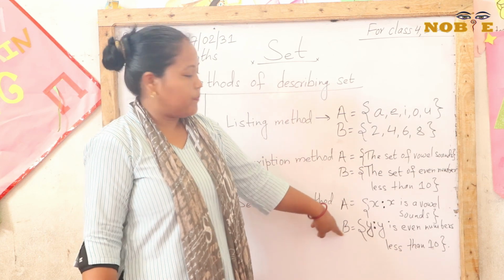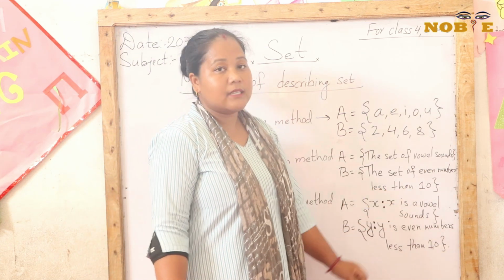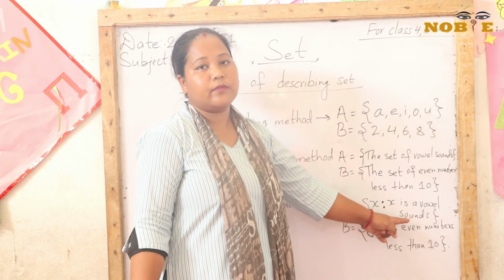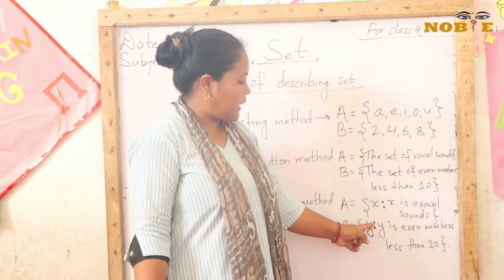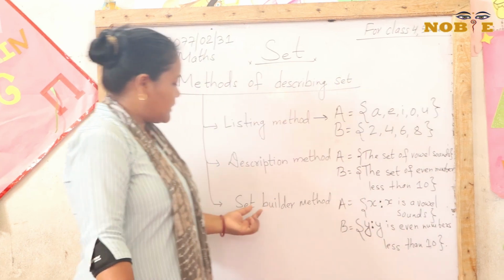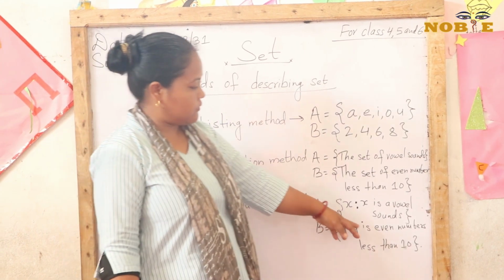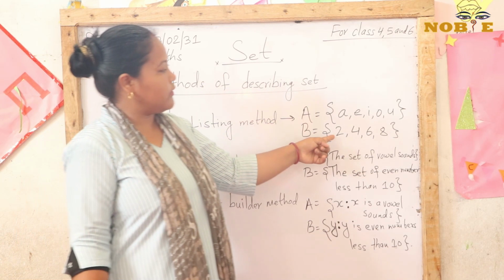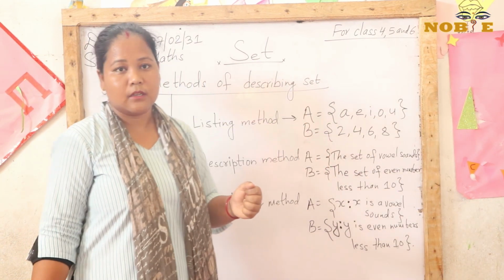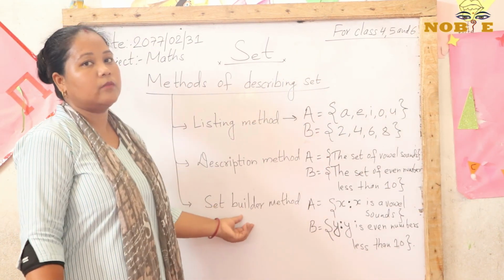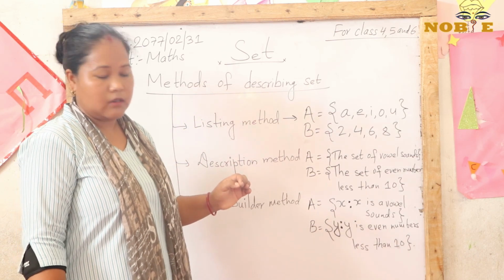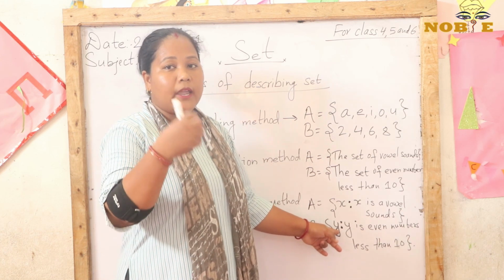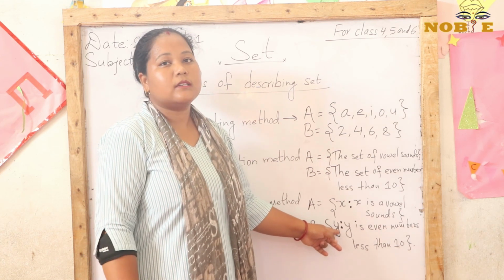And next, the set B. Set B is the set of even numbers less than 10, and we do not write all the elements here. We do not write 2, 4, 6, 8 in the set builder method. If you write 2, 4, 6, 8, then that will be the listing method. In the listing method we write all the names of the elements, but in the set builder method we make a rule or denote the elements by a single variable.